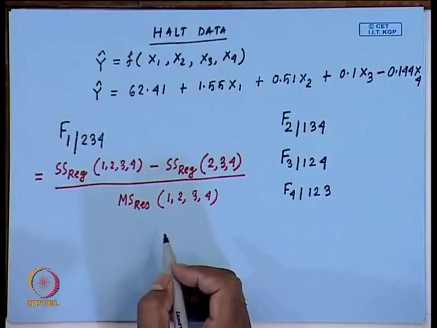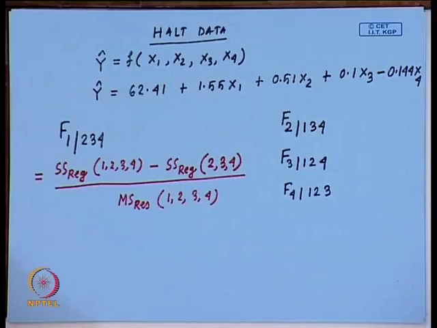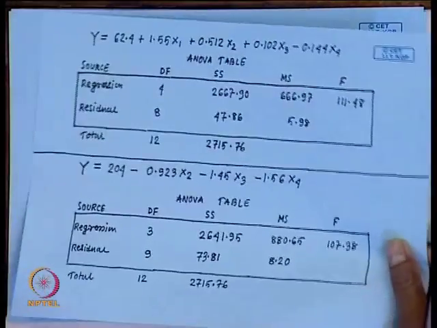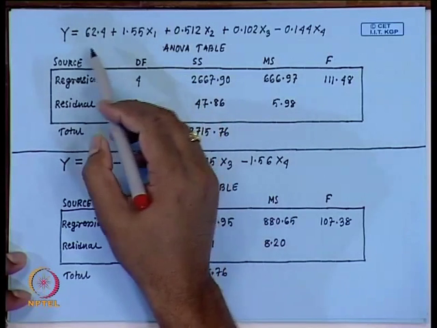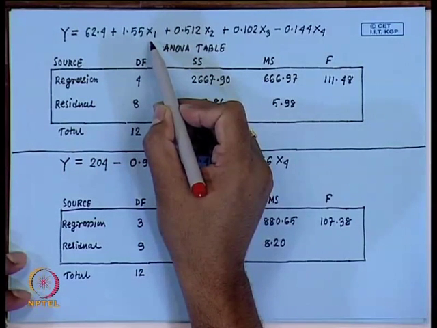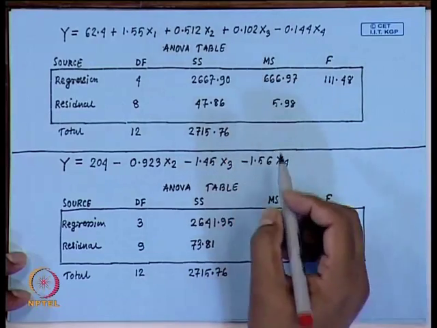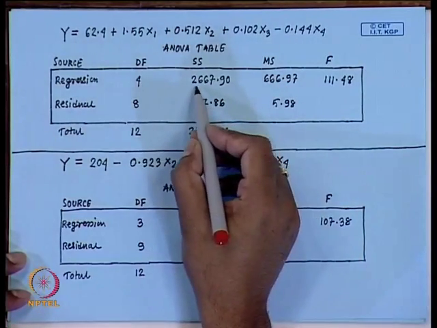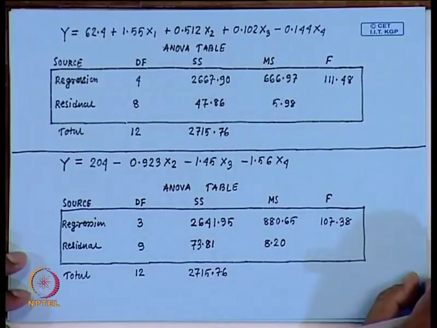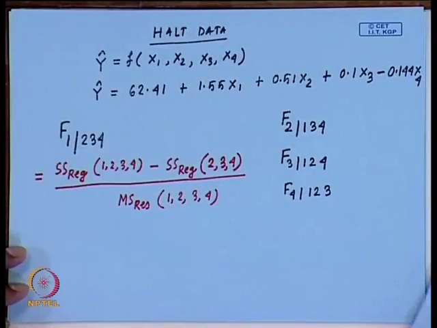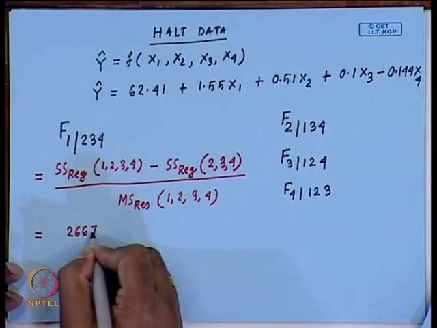Well, so what we have to do is that we need the ANOVA table for the model involving 4 regressors variable. So, here is the fitted model involving 4 regressors x1, x2, x3 and x4, and here is the ANOVA table for this model, for this full model. Now, the SS regression is 2667.9, right. So, I will use this value, this SS regression for the full model is 2667.9.